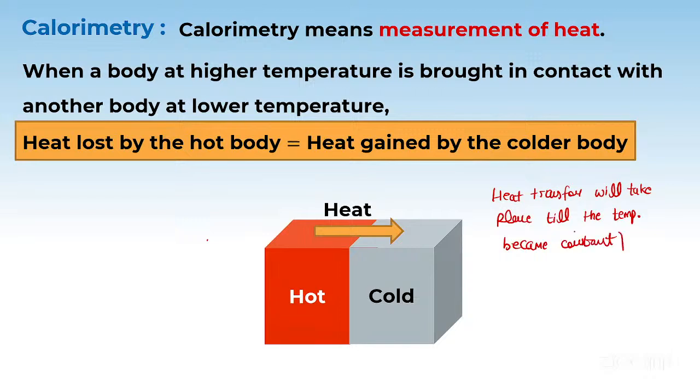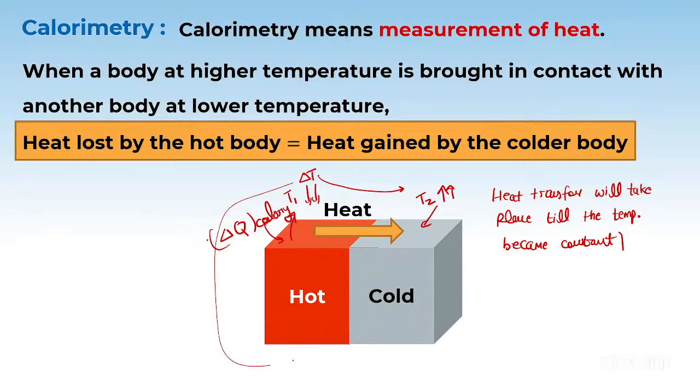Okay. Suppose this hot body has a temperature of T1, and this cold body has a temperature of T2. We know that temperature T1 will decrease because it is losing heat, and T2 will increase. Suppose the loss in temperature is delta T, so the same will be the gain. Now in terms of heat, let's say delta Q amount of calorie of heat this hot body has released.